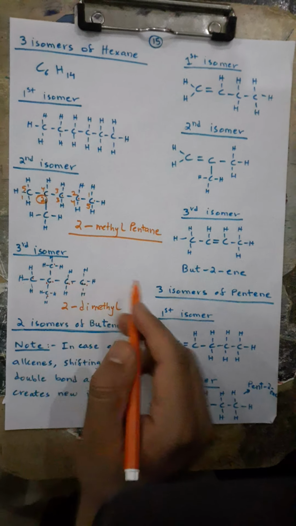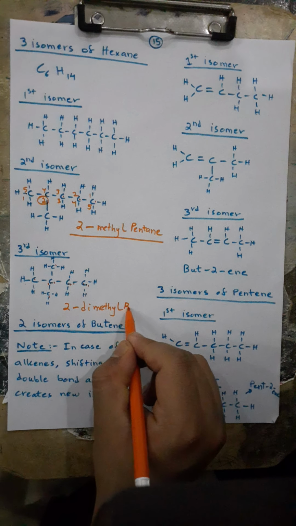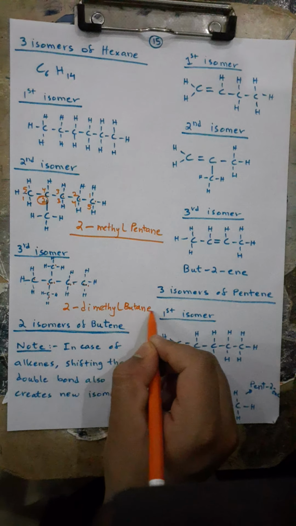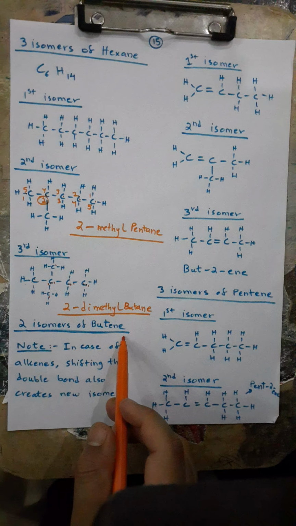1 2 3 4, 4 carbons in a chain, so butane, 2 dimethyl butane. Simple.